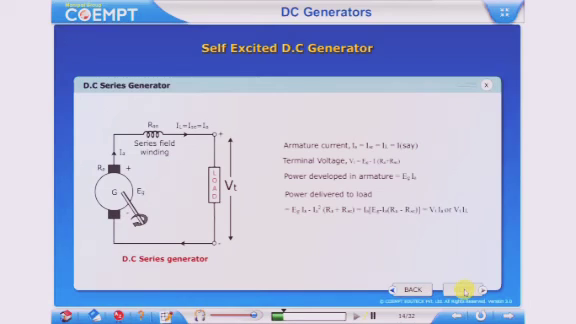Power developed in the armature is equal to Eg Ia. Power delivered to load is given as Eg Ia minus Ia square multiplied by (Ra plus Rse), which is equal to Ia multiplied by (Eg minus Ia Ra minus Ia Rse), which is equal to Vt Ia or Vt IL.